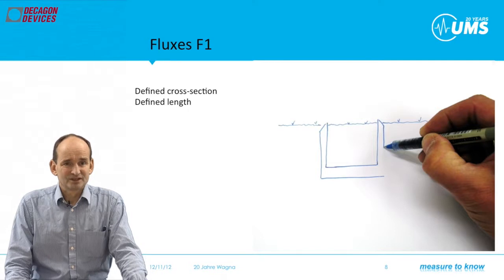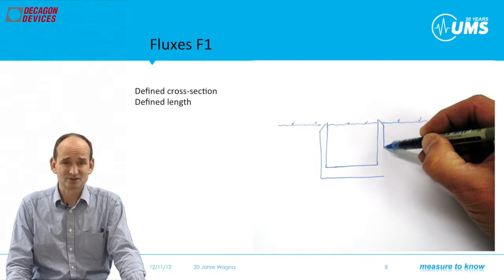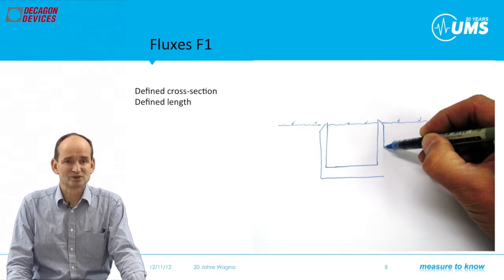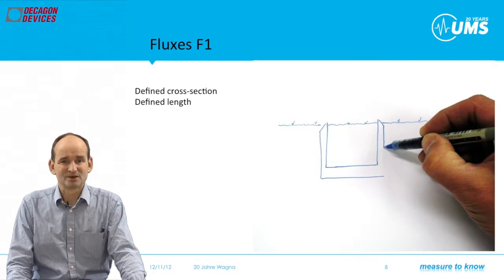Typically, we need defined cross-section and defined lengths for flux measurement. The start and end point is determined by the so-called boundaries. While the upper boundary is given by the soil surface as interface to the atmosphere, we choose the lower boundary in the depths of the interested flux. This is usually below the root zone.